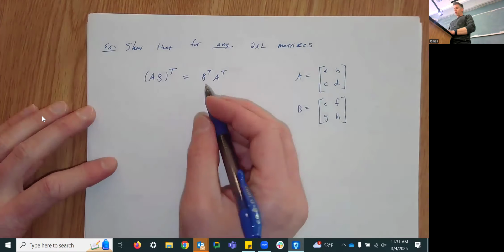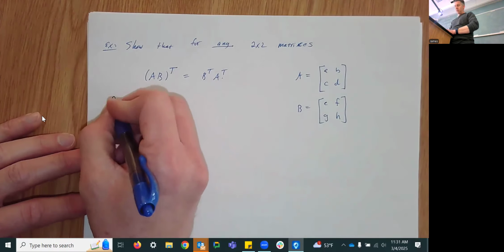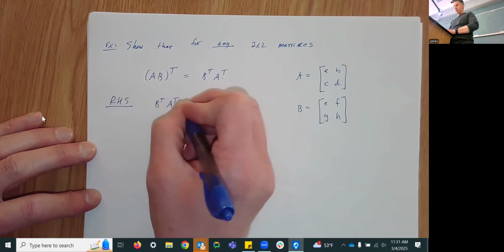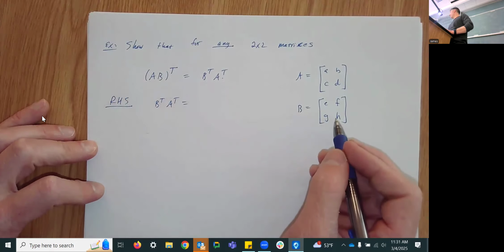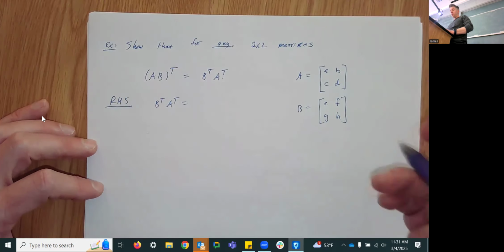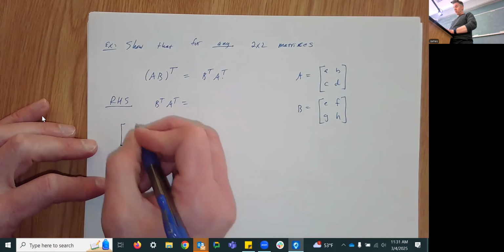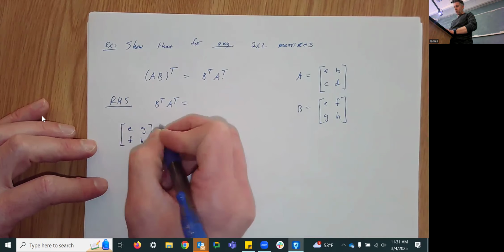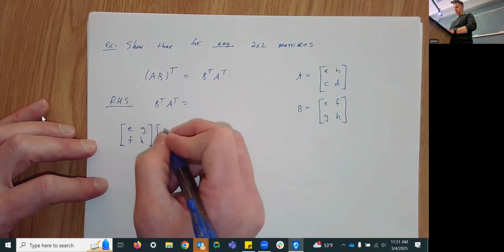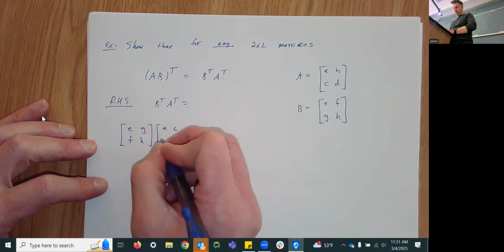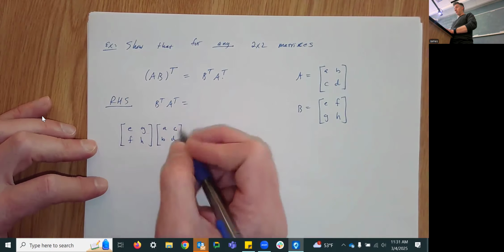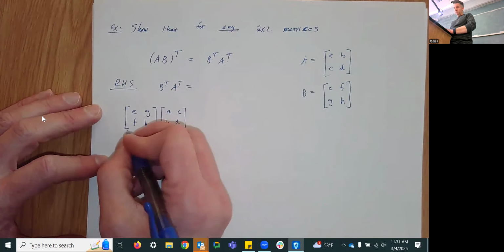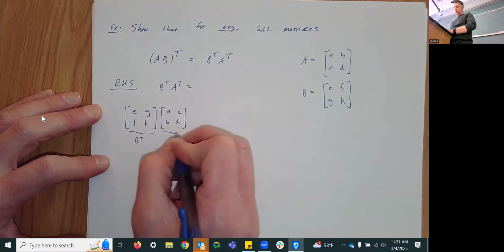So let's do the right-hand side first. The right-hand side, B transpose multiplied by A transpose. B transpose, again, I'm interchanging the rows and columns, so B transpose is going to be the row E, G and the row F, H, multiplied by A transpose, which is going to have rows A, C and B, D. I'm taking my rows and columns and interchanging them. There's my B transpose, there's my A transpose.